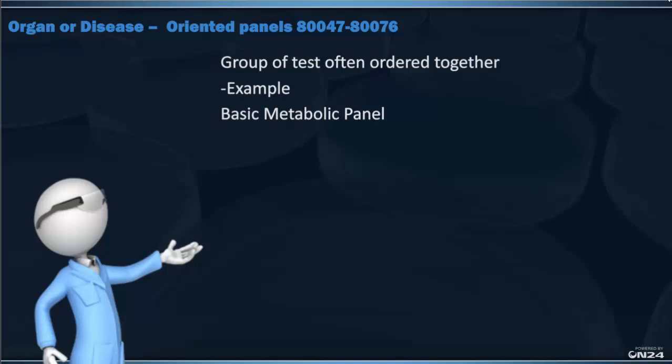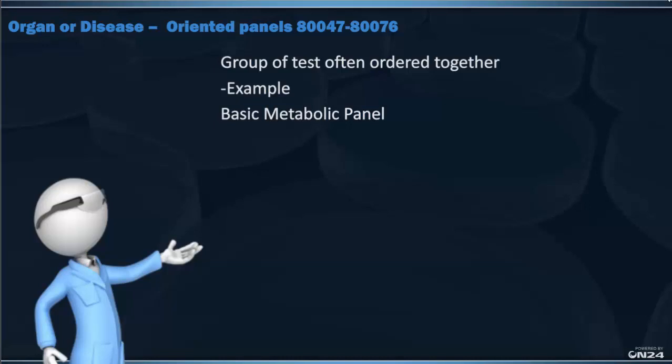If you go to your CPT book and look at code 80047, you will see a listing of different tests being done. You'll see the calcium ionized, carbon dioxide, chloride, creatinine, glucose, potassium, sodium, urea nitrogen, I meant to say. All of those are listed within that panel. If one of those tests is not performed, you cannot code that panel. So if ionized calcium is not done, you cannot code for this panel 80047, okay?